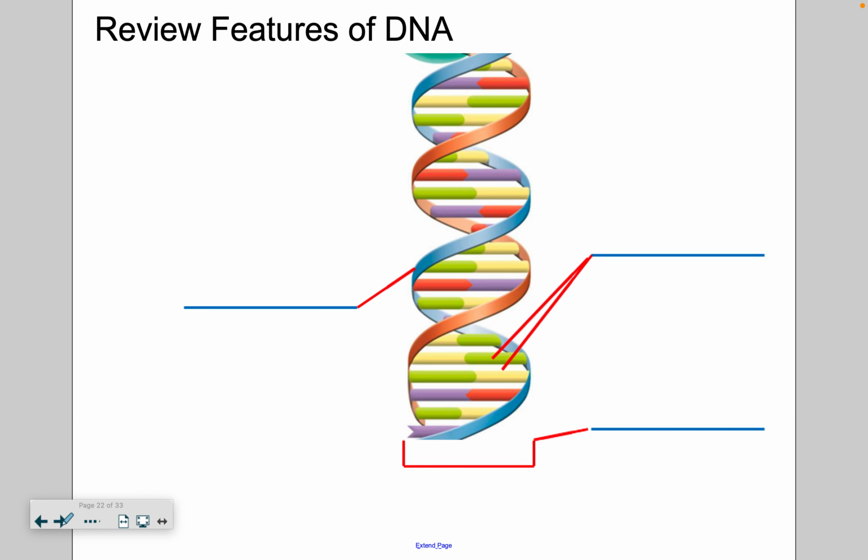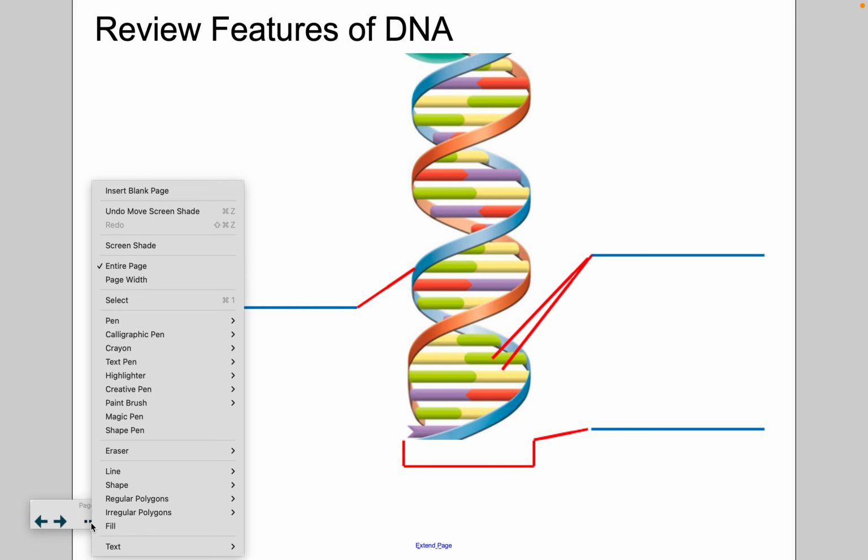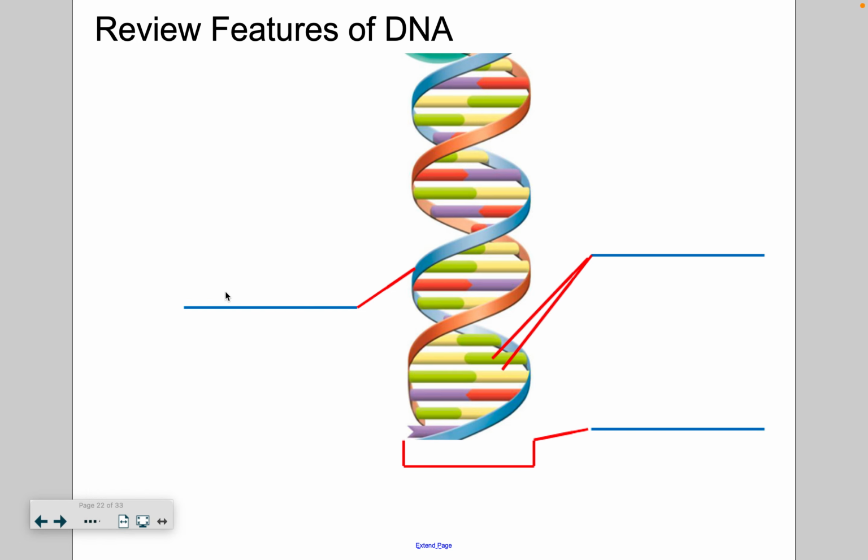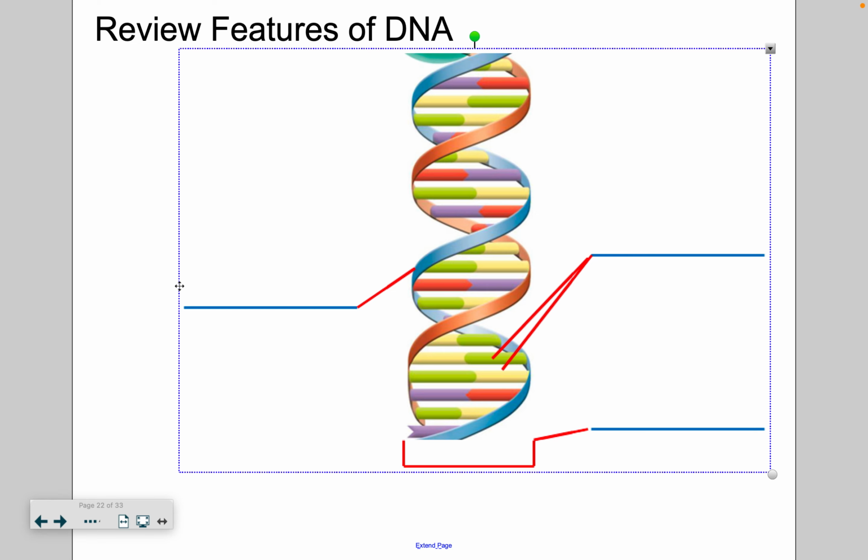So let's just quickly review features of DNA. All right, so the sugar phosphate backbone, I believe, is what we are looking at here. Hopefully I don't have a word that's faded in. So this is our sugar phosphate backbone. Here's our nitrogen bases. And I think that's just a plain old nucleotide.